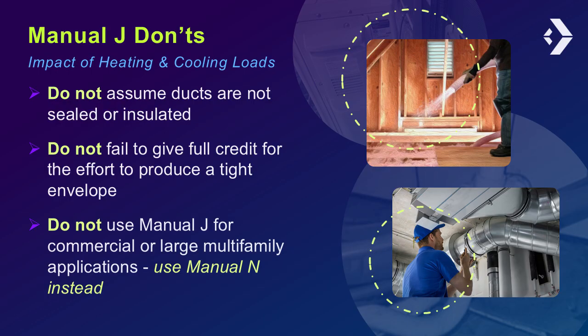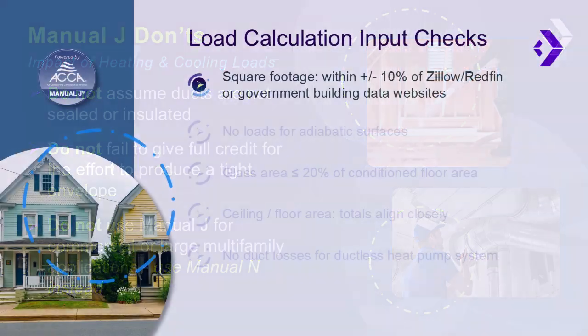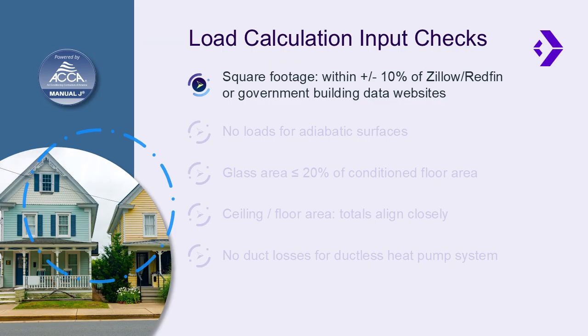Finally, remember that Manual J is designed for residential applications. For commercial or large multifamily, use Manual N instead. It's the right tool for the job. Once you've built your model, check over some key inputs that are easy to get wrong. Start by verifying the conditioned square footage. It can help to cross-check this with public records or what's listed in websites like Zillow or Redfin. But note, if the house has had a recent addition, those sources may not be up to date.